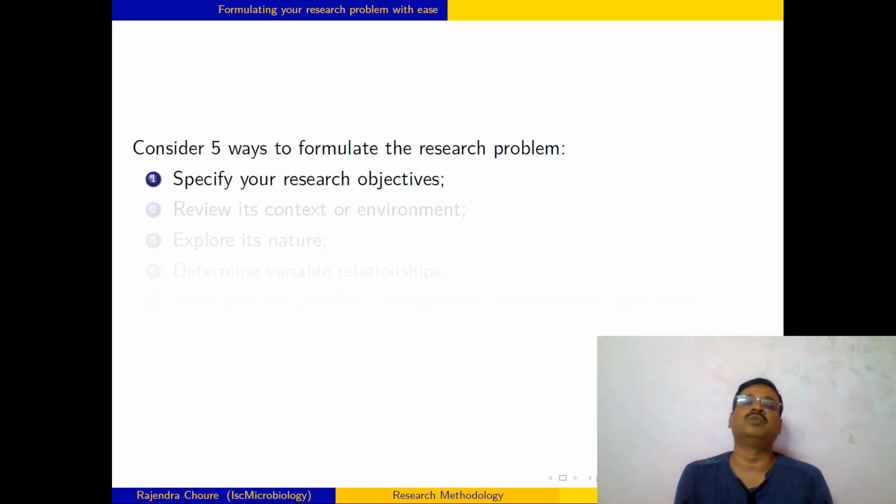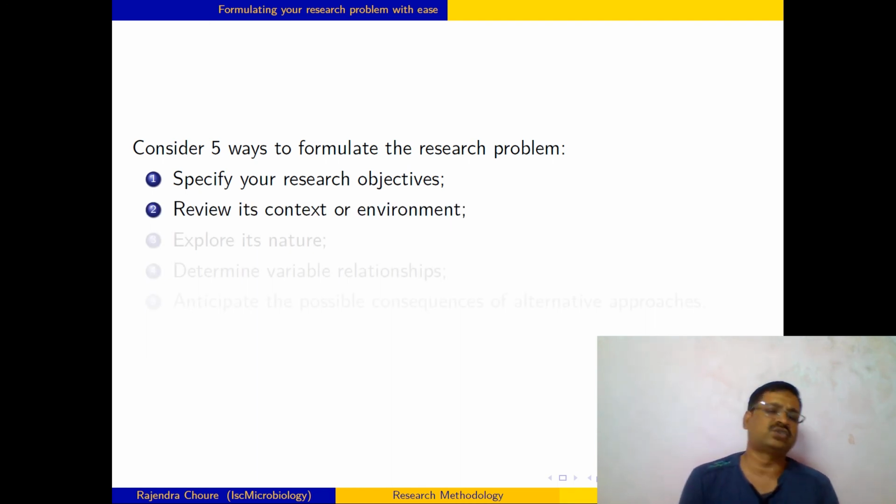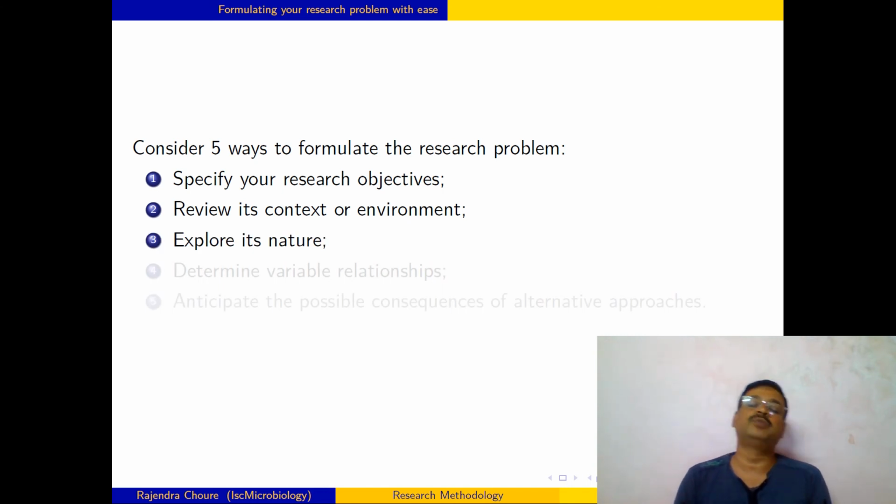Consider five ways to formulate the research problem. The first is to specify your research objectives. Before starting to define a research problem, you have to specify what your research objectives are. That is a required thing. Then you will review its context or environment, in which context you are going to tackle. If you are working on enzyme production, then why do you want to study the enzyme production by a particular organism? Why do you want to study the particular enzyme? Whether available enzymes are not suitable or whether the enzymes are not available at all, you have to address those issues.